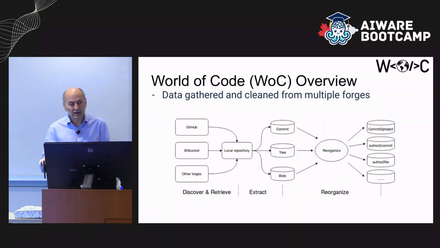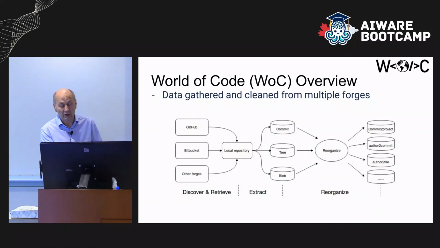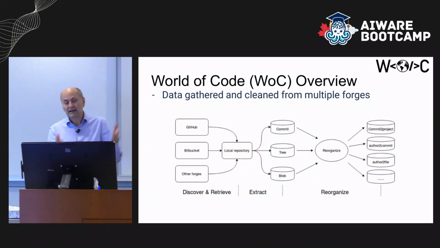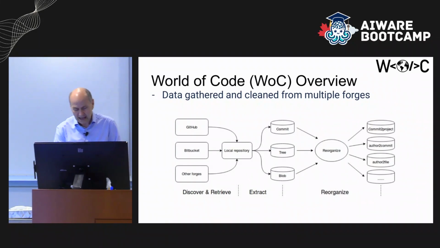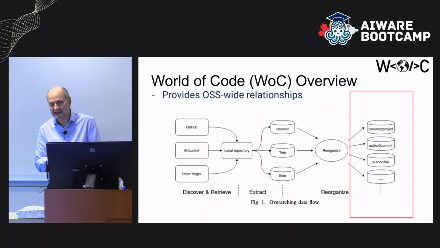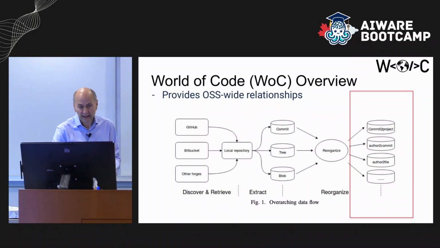Now, here's how it looks. On the left side, you have detection of new and updated projects. Then these are cloned. Then objects are extracted, commits, trees, and blobs, then reorganized. And on the right, you have basically these maps that you can use to do a measurement of the supply chain. That's really what it is.